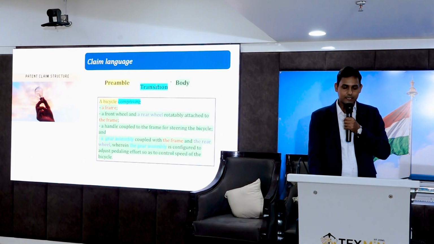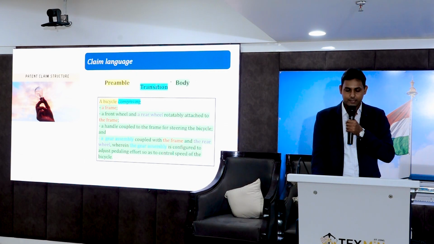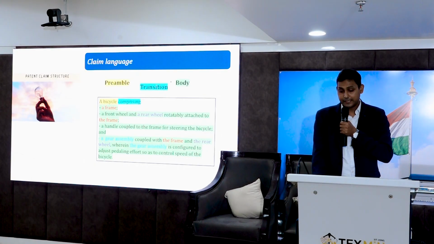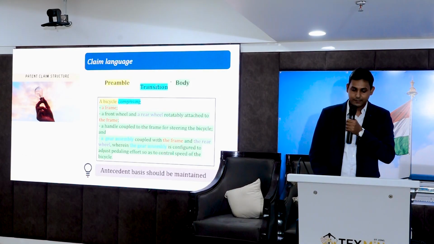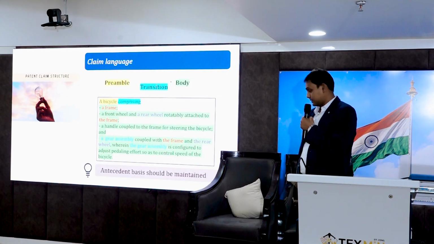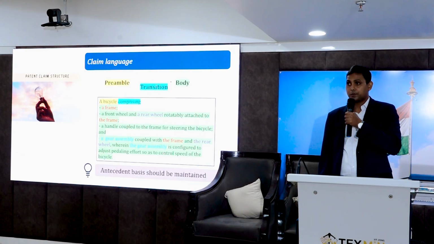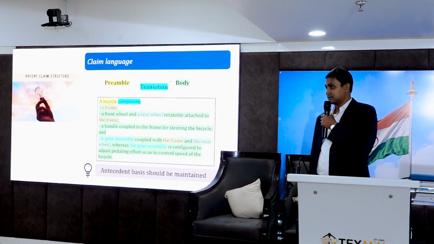So you can see this "bicycle" is the preamble, the transition is the blue portion, and the body is the green portion. The body part is the main component that has been described in this body portion. Here is another important point: antecedent basis should be maintained. So what does it mean by antecedent basis?